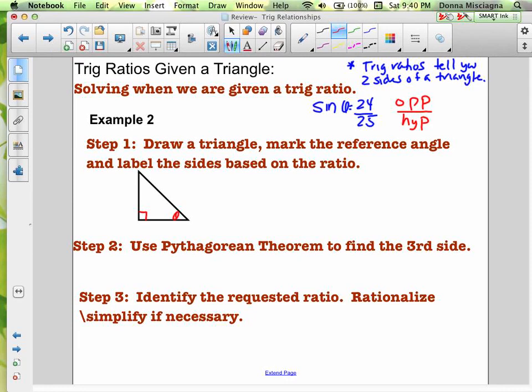Right, so we are given sine theta is 24 over 25. That means the opposite side is 24. The hypotenuse is 25. What are we looking for? We're looking for the adjacent side. How are we going to find the adjacent side? We're going to use the Pythagorean theorem to find that third side. All right, so we are missing the adjacent side.